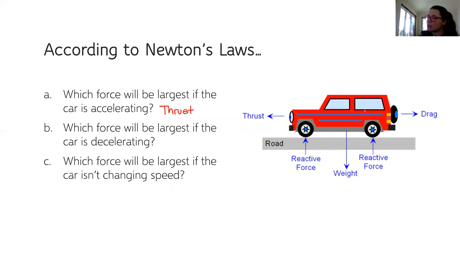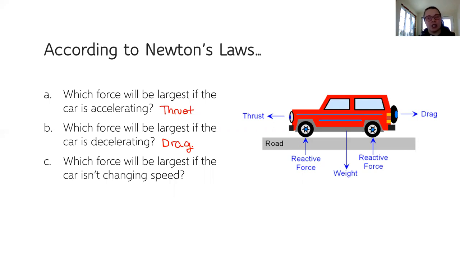So brakes are an example of drag. That might be a way for you to think of it. So when we press our brakes, we increase the drag by creating drag on the wheels, basically. So to slow down or decelerate, we make drag the largest.